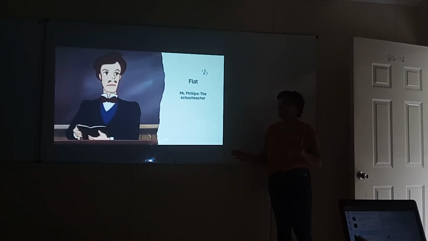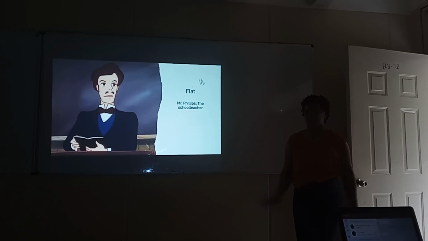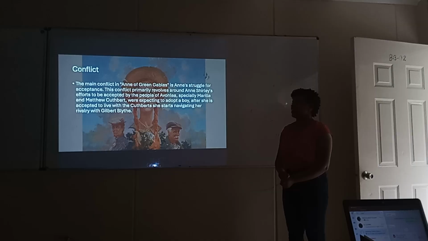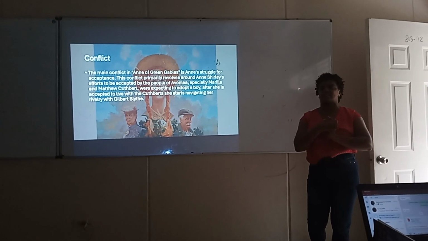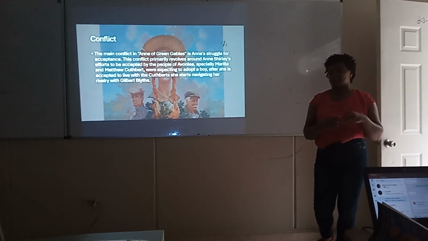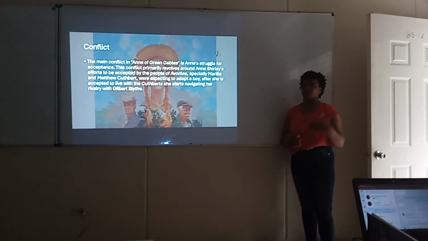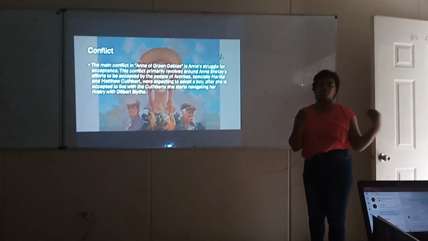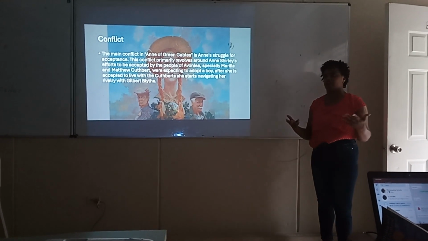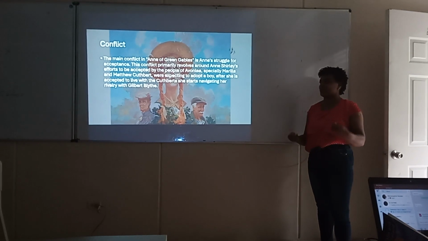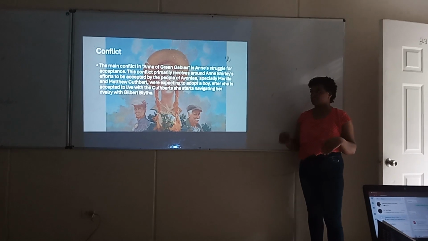And we have the flat character that is Mr. Phillips. That is only the school teacher. That's why he is the flat character there. Then we're going to complete with the conflict. Well, the conflict is that Anne is struggling for acceptance. This conflict primarily revolves around Anne Shirley's efforts to be accepted by the people of Avon, especially Matthew and Marilla, because at the beginning she knows that they didn't want her. So she has to gain the love and the acceptance of them and also of the village.